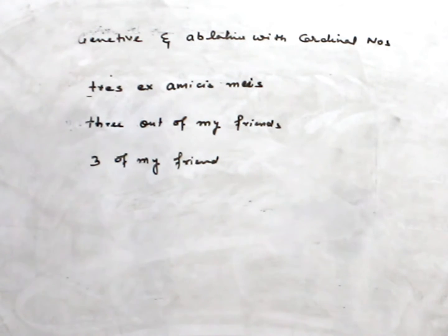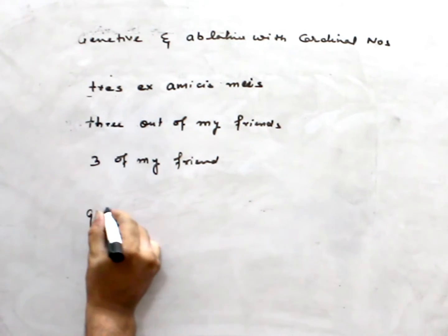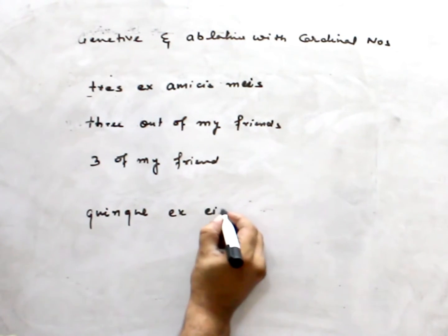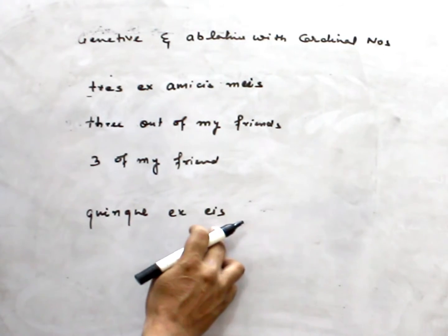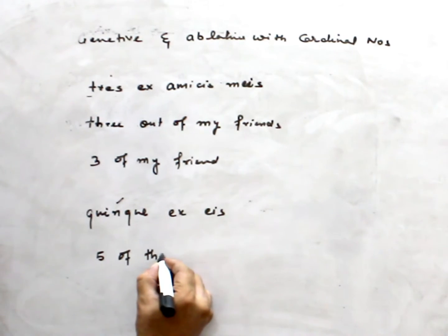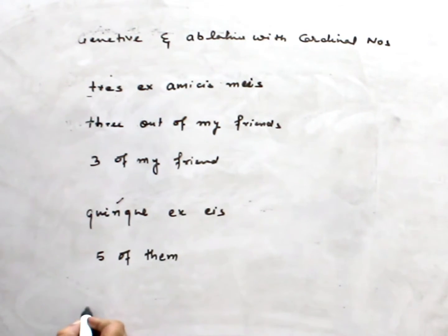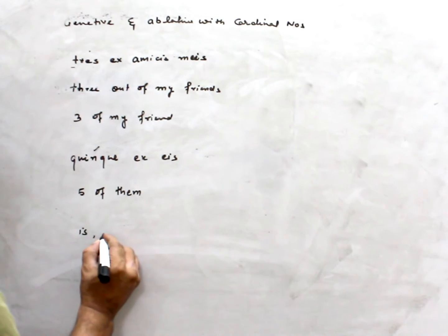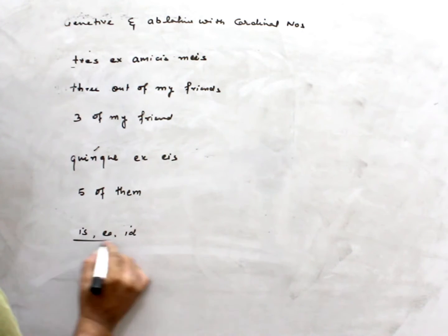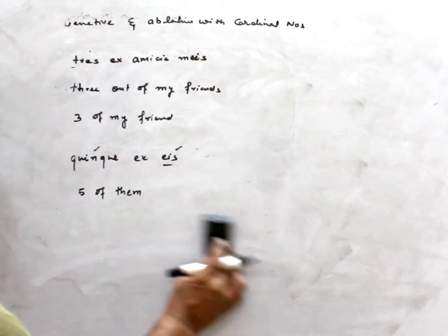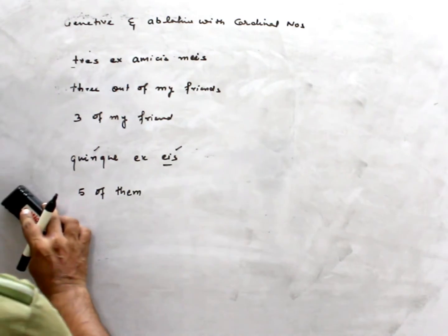One more example, like quinque ex iis, which is 5 of them. Quinque is 5, ex is of, iis means them. From is, ea, id, this is the ablative of all 3. So 5 of them. So like this we use the numbers.